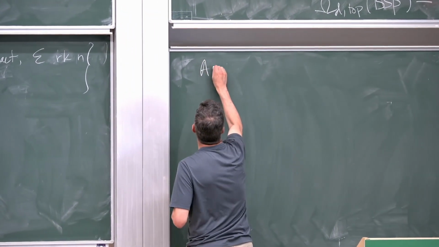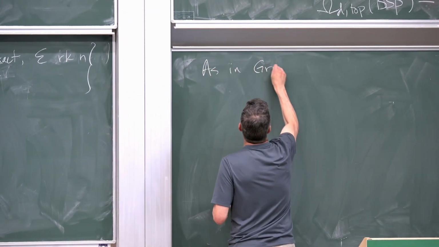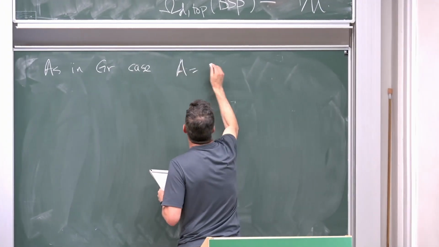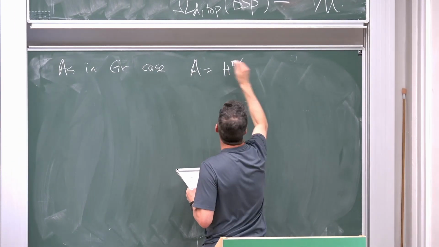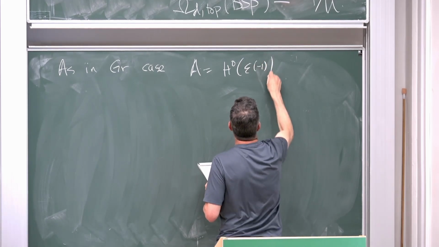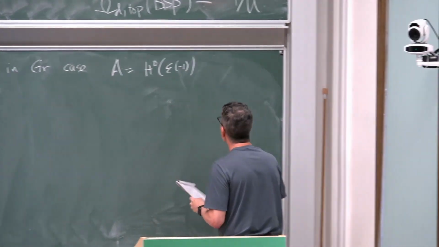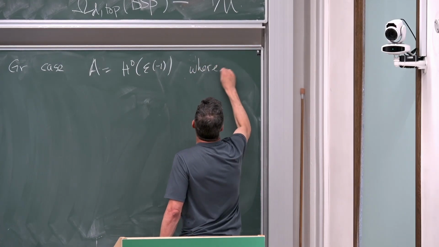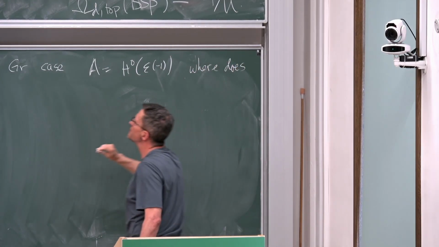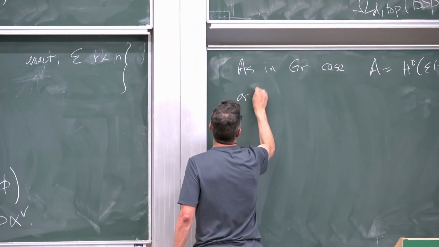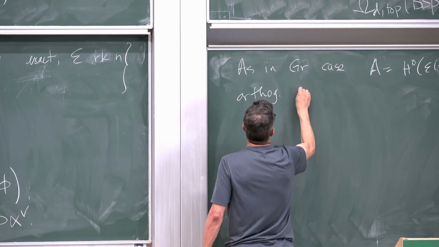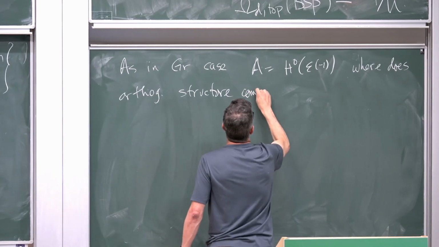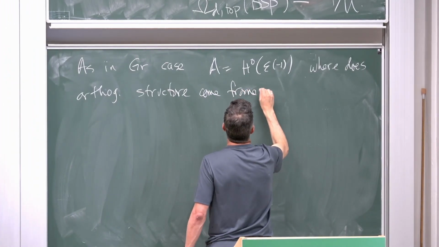So as in the ordinary Grassmannian case, A is H0 of this E tensor minus 1. And what I'd like to explain is where does the orthogonal structure come from?